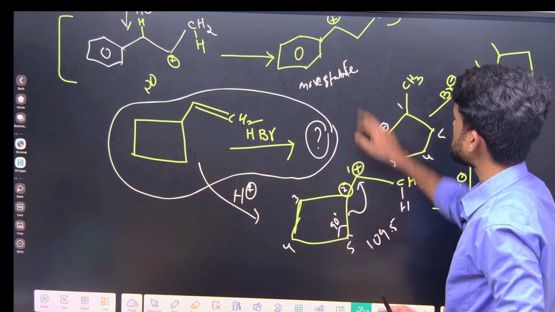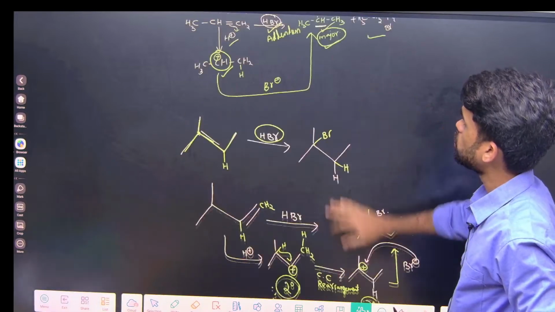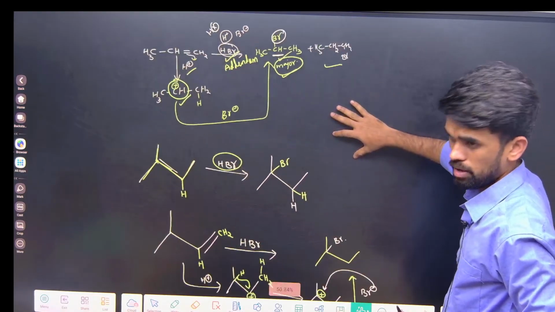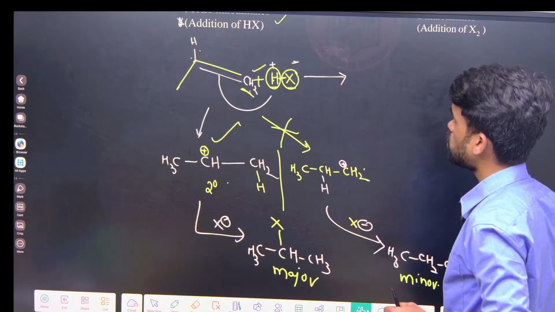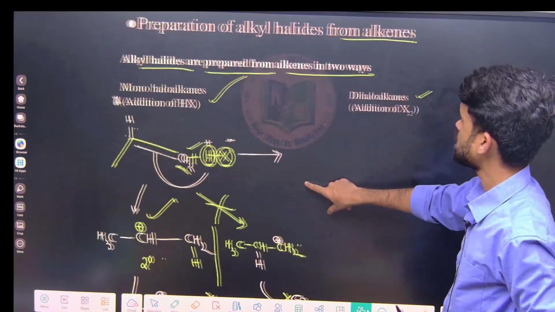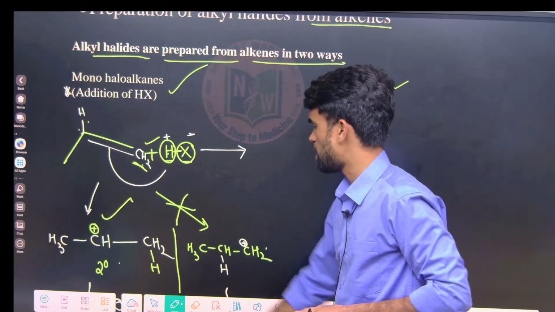So in all this discussion, what have we prepared? Mono-halo compounds are prepared using HBr. That is, addition of HBr to alkenes, which we discussed. Addition of HX. Okay, that's it. Next one is dihaloalkanes. What are these dihaloalkanes?